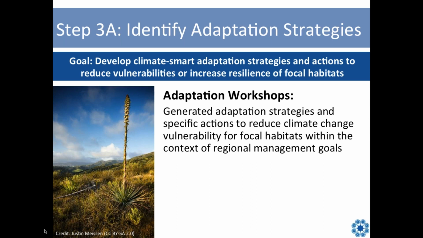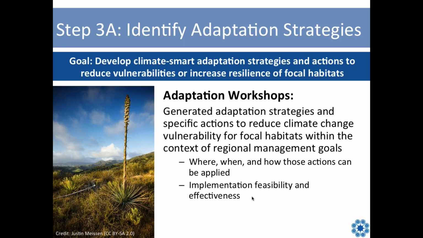So workshop participants formed small groups based on their expertise on the various focal habitats, and each group reviewed the vulnerability info and generated a suite of adaptation strategies that would fit within the context of their regional management goals. Each of the adaptation strategies included specific actions that could be implemented on the ground, as well as where, when, and how they should be applied so as to best reduce climate change vulnerability within that habitat.